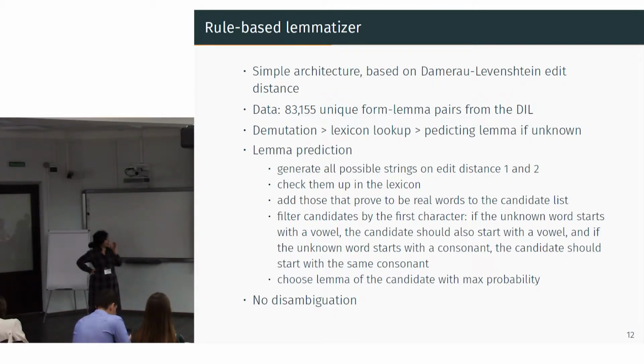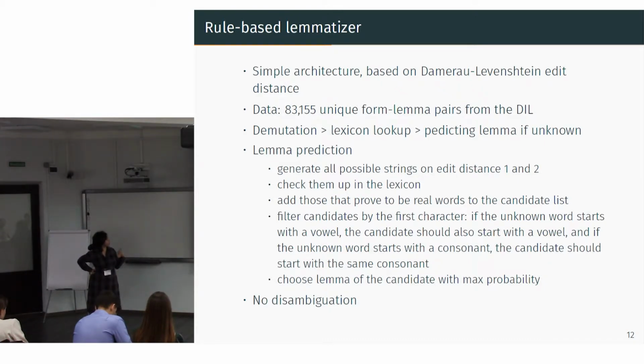So I just conducted a very simple experiment using these form pairs from the DIL. So the rule-based lemmatizer looks like that. First it mutates the word, so it changes the beginning to its original form. Then it looks up the form in the lexicon. If it is in the lexicon, okay, we're happy with it.